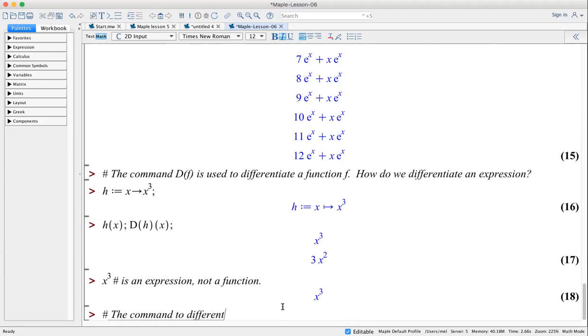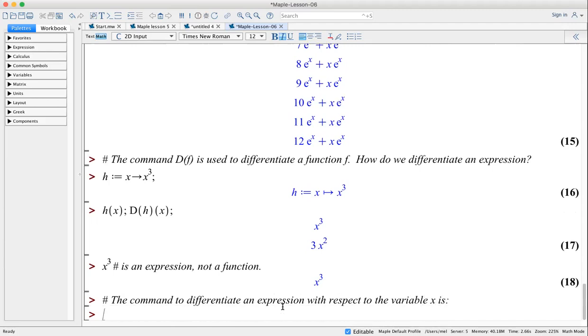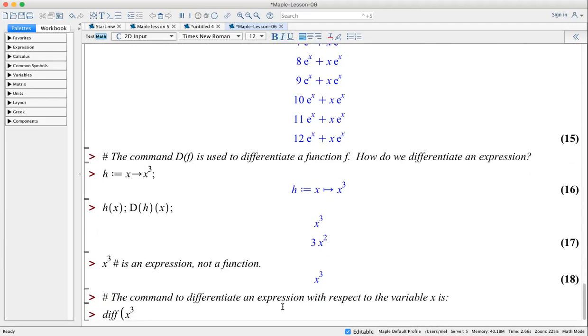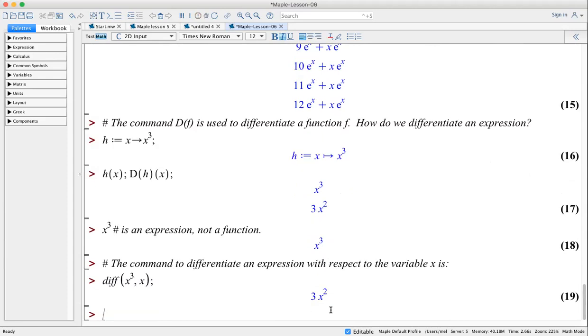The command to differentiate an expression with respect to the variable, whatever the variable is, x, is the following. You write diff, whatever the expression is, for example, x cubed, comma x, the variable you're differentiating with respect to. And now you do get 3x squared.